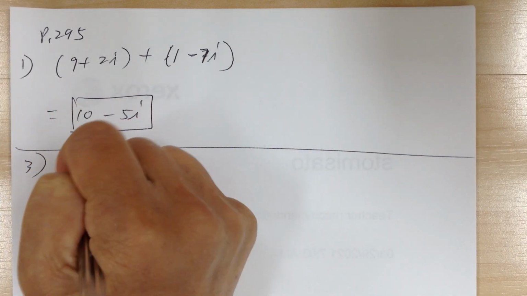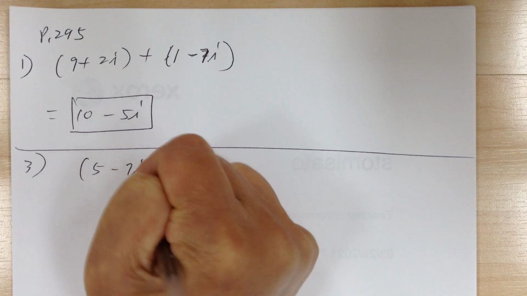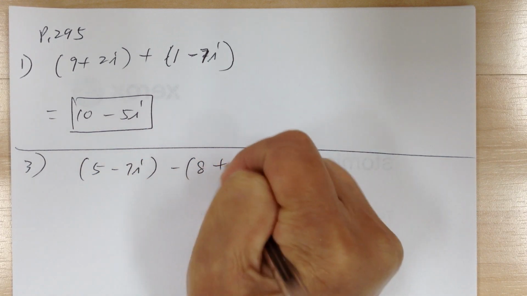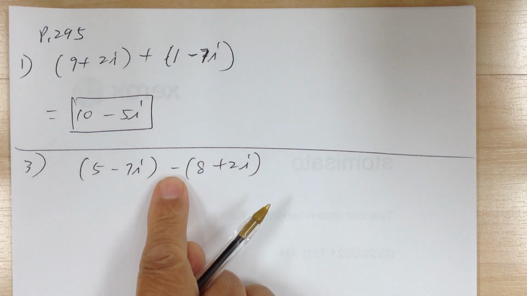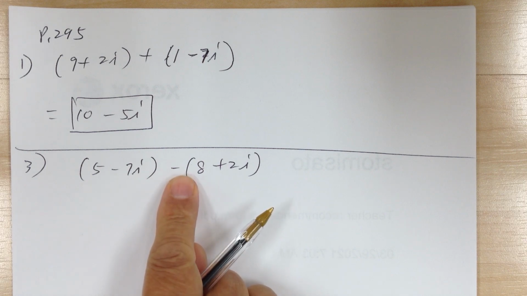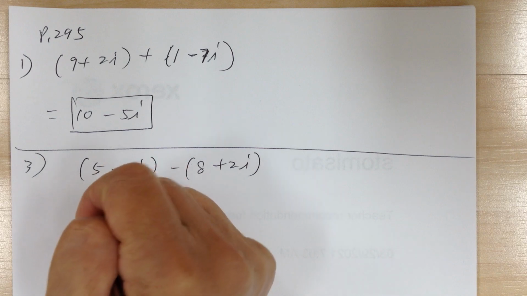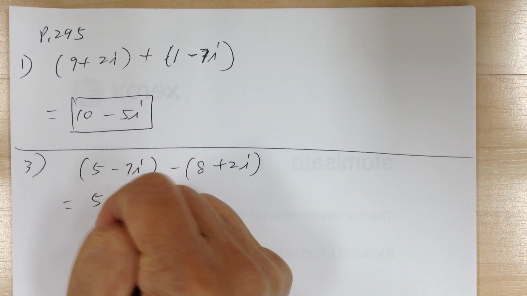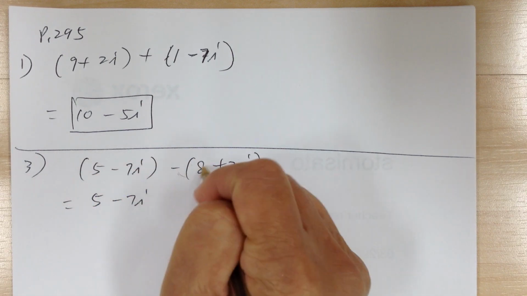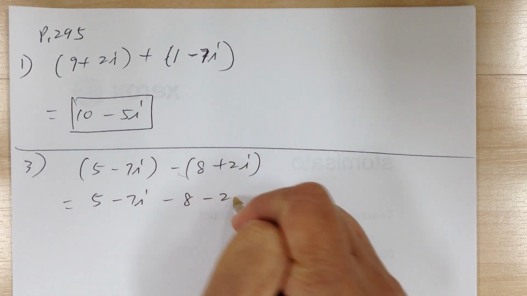Okay, number 3, you have 5 minus 7i minus 8 plus 2i. You have to be careful because it's subtraction. So first, you have to distribute to get the signs correct. Let's get rid of the parentheses. So 5 minus 7i. This will give you minus 8. This will give you minus 2i.